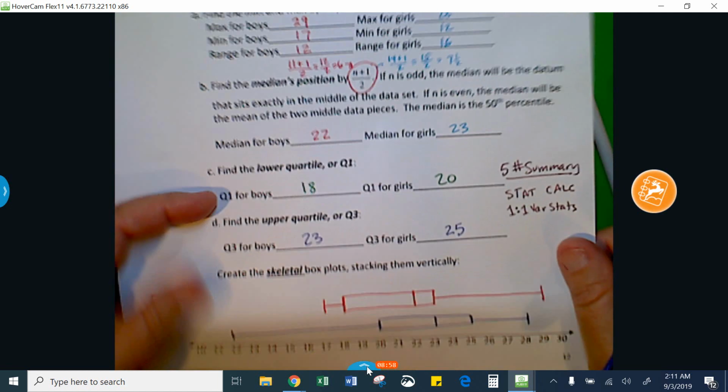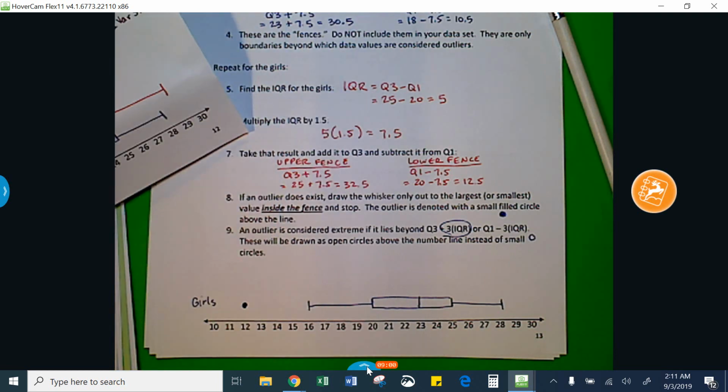Alright, I'm going to stop there before we go on to the next page, which will be doing this on your calculator.